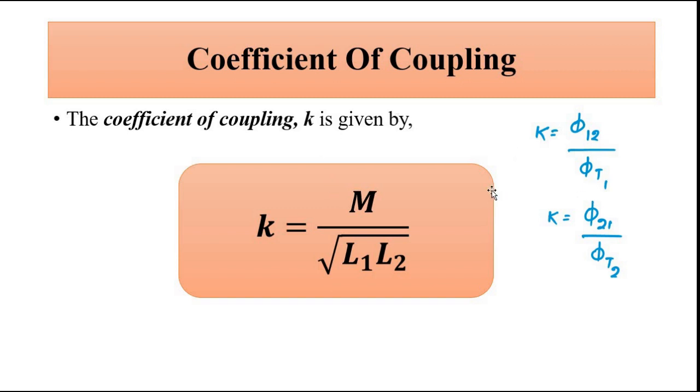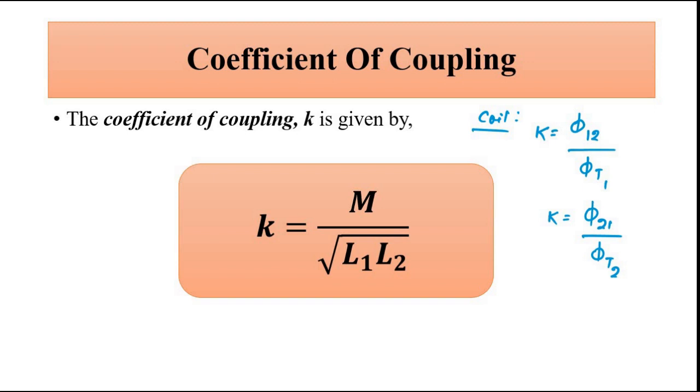So the basic definition of coefficient of coupling is the fraction of the flux of one coil which links with the neighboring coil. For coil 1, it is this portion of flux of coil 1 which links with coil 2 divided by total flux of coil 1, and portion of flux of coil 2 which links with the first coil divided by total flux of coil 2. Or in terms of mutual inductance and individual self inductances, this is M by root over of L1 L2.